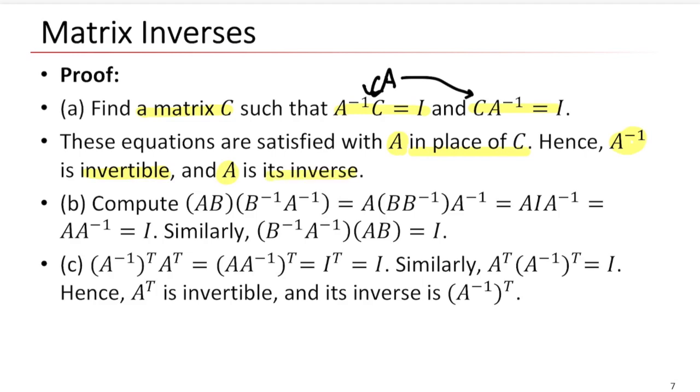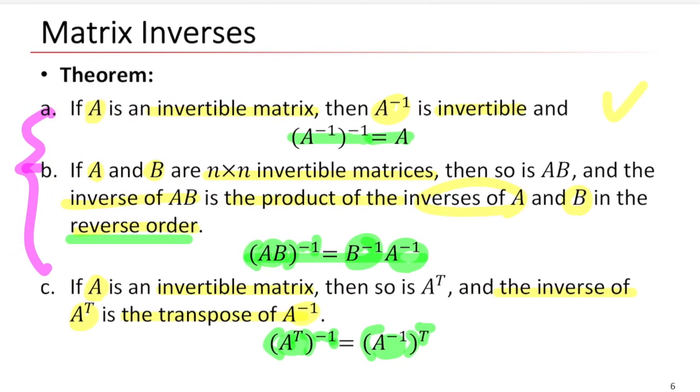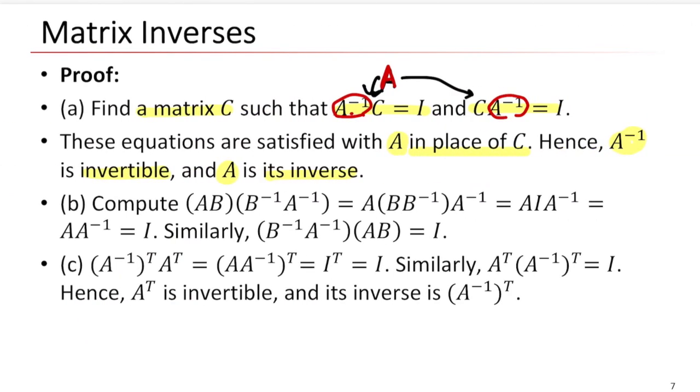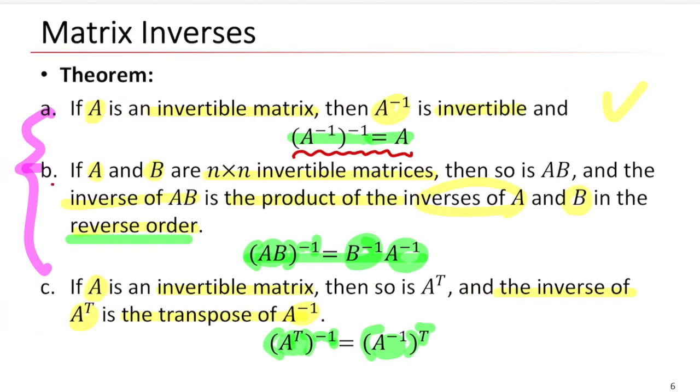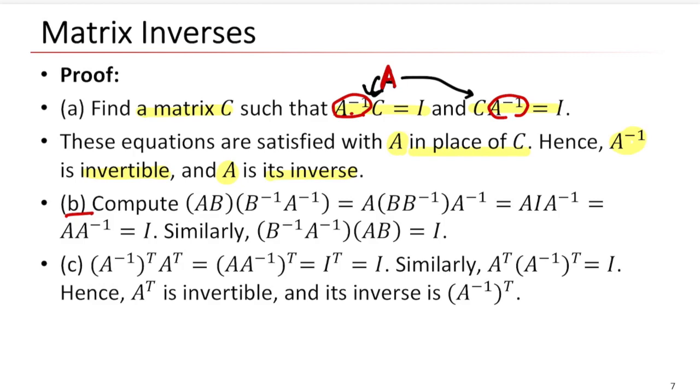So in this case, this term has the inverse as a... Okay, so this is a proof of this equation. Okay, now the proof of the property B here.